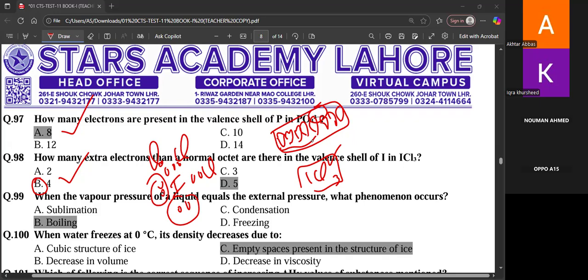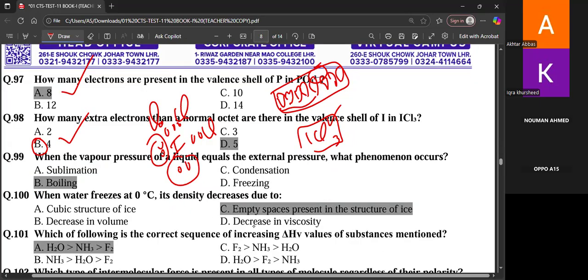Question number 100: when water freezes at 0 degrees Celsius, its density decreases due to what? Because you know that at 0 degrees centigrade, the molecules arrange themselves in a hexagonal shape. First, you know that water molecules have a tetrahedral shape, but when ice is formed, they arrange in a hexagonal shape. Due to this hexagonal shape, the empty spaces present in the structure increase. So due to the increase in volume, the density decreases. You know that density is equal to mass per unit volume.